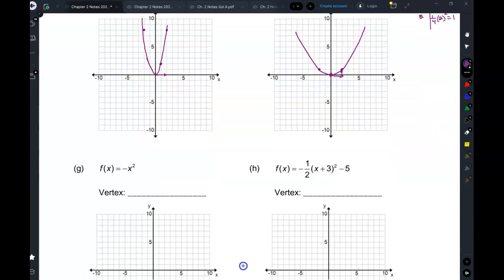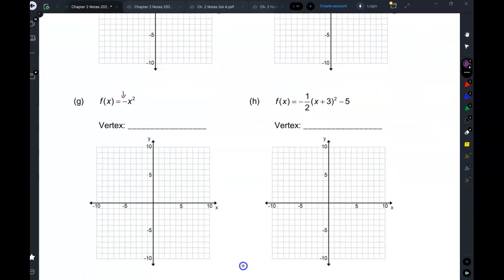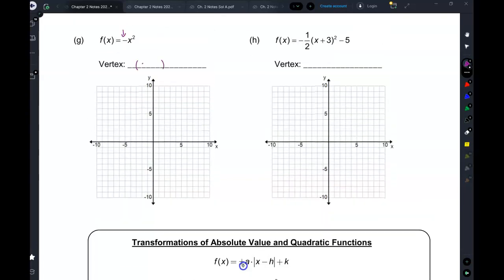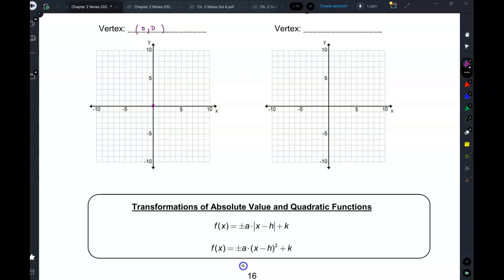Okay, next, what does that negative do? It's a reflection around the x-axis. So, what's the vertex? 0, 0. Okay, here. Now, if I go over 1, where would I go vertically? Down, how much? 1. If I go over 2, where would I go vertically? Up or down? Down, how much? 4. And then mirror this way and this way.